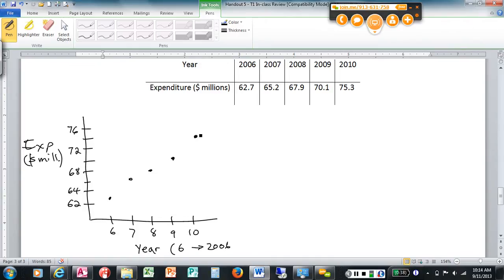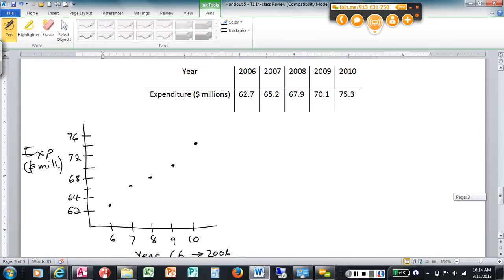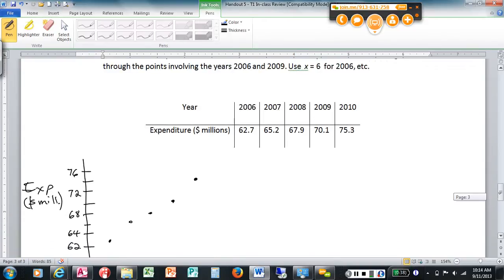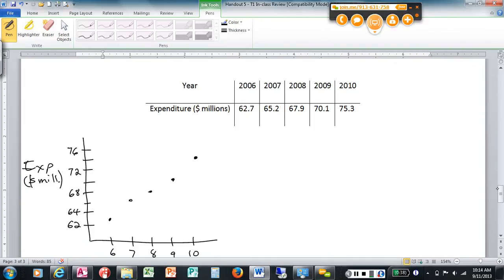We want to do a line, though, also through the points involving the years 2006 and 2009. So these 2 points right here, let's sketch a line through those. And we're calling that our line of best fit. You may have to draw your own line of best fit there. But through those 2 points, we've got 6, 62.7 and 9, 70.1.